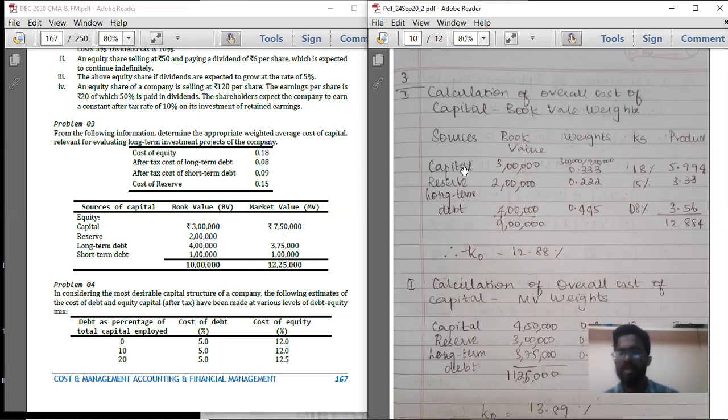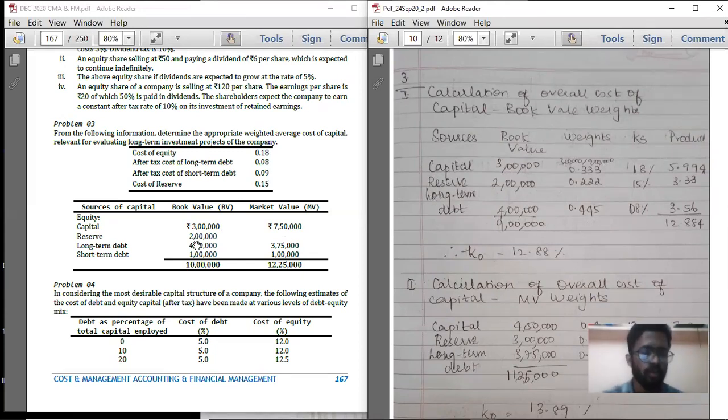Now this is a 5 columnar table, that is source, book value, weights, KS, that is cost of source, and product. So below that sources, leave one line gap and record capital. First, what source have they given? Equity capital. So record equity capital. What is the book value of equity capital? They have given 3 lakhs. So in respect of book value, record 3 lakhs.